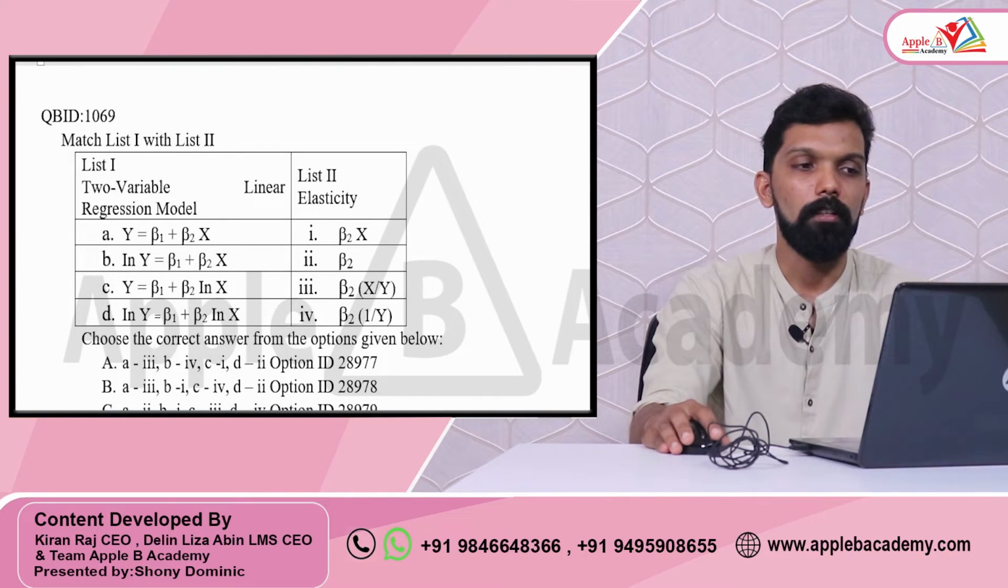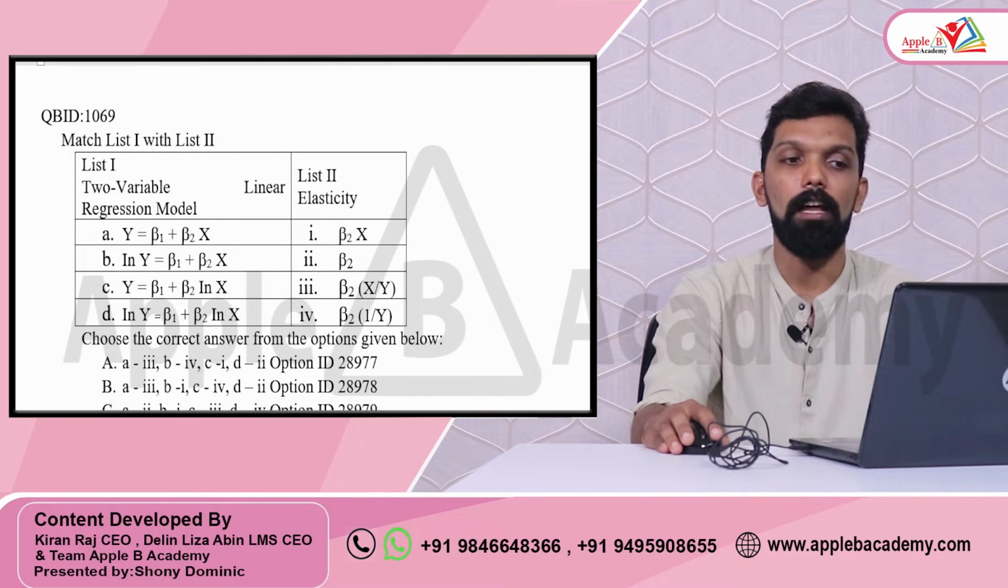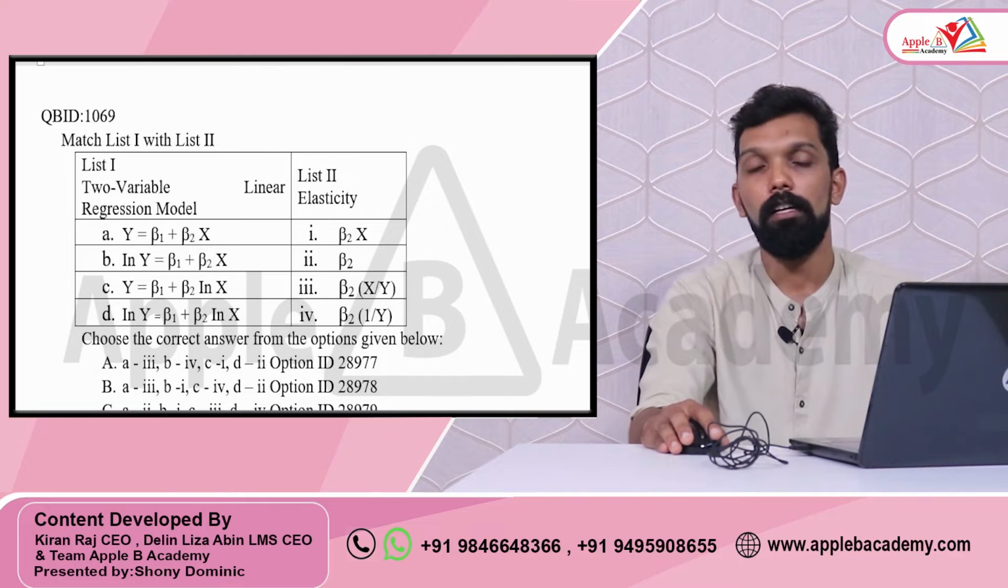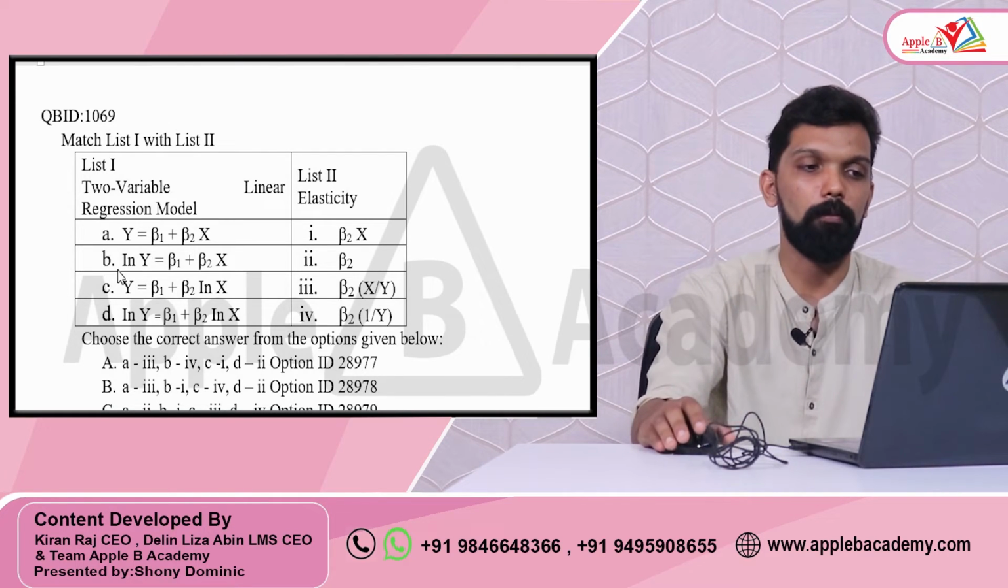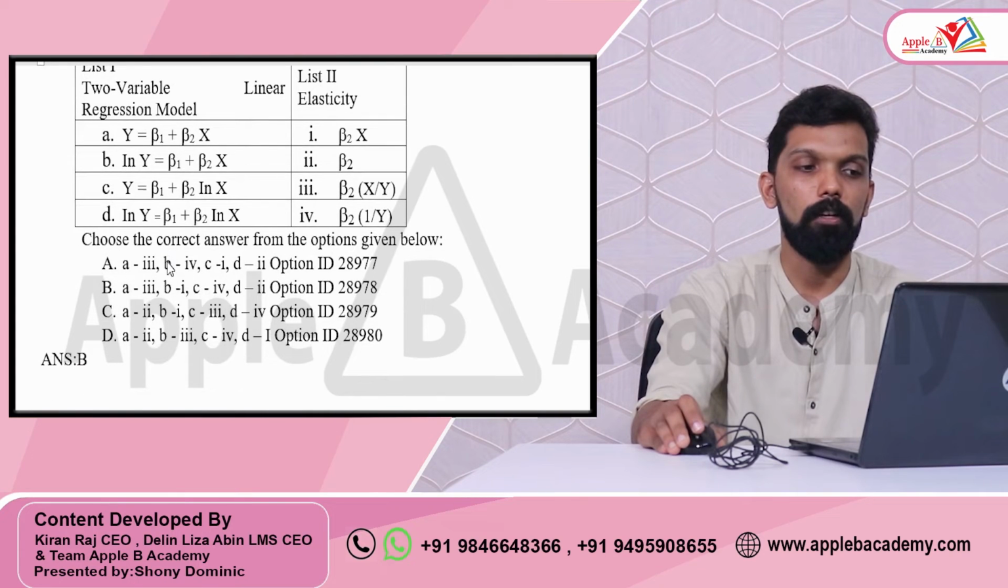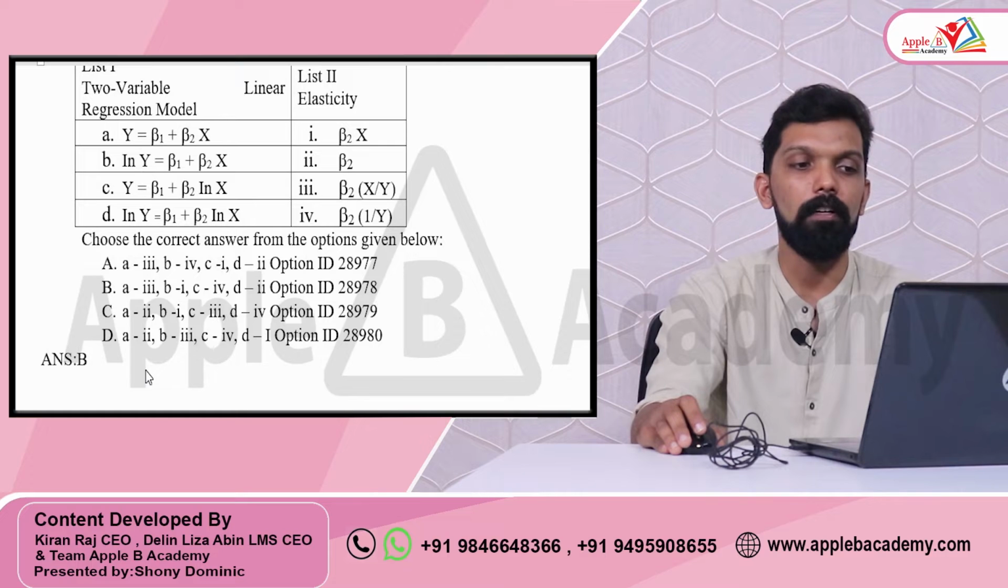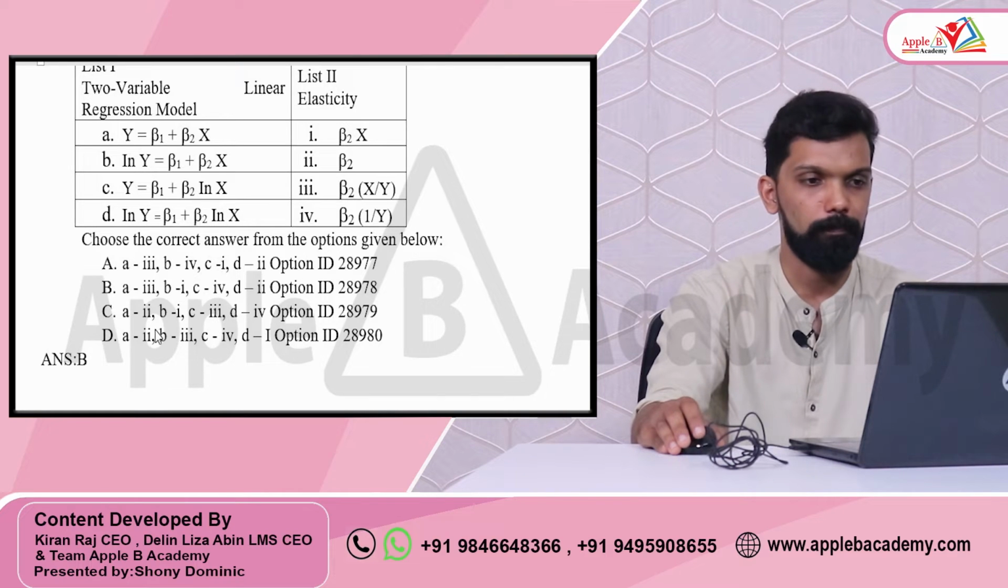So next question, match list 1 with list 2. In list 1 we have two variable linear regression model, and list 2 we have elasticities. You can go through the different statements or different options given here. So the right option for this question is option B, which is A3, B1, C4 and D2.